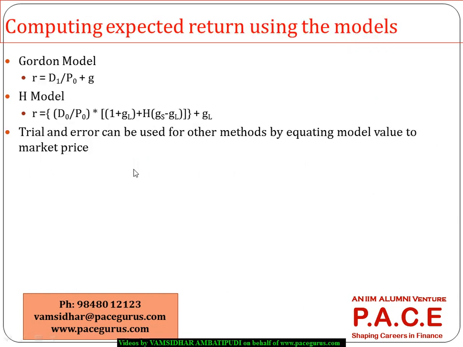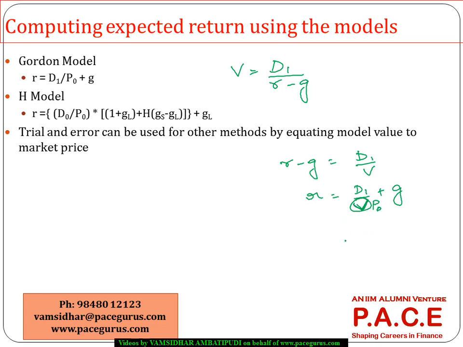So now even these models can very well be used to compute the return. As I said, as per the Gordon model, value is equal to D1 by (r minus g). So if I want to find out, r minus g equals D1 by V, and r equals D1 by V plus g. In this case, V is nothing but value, which is equated to the current price, which should be the same as the current price if the model is working out correctly.